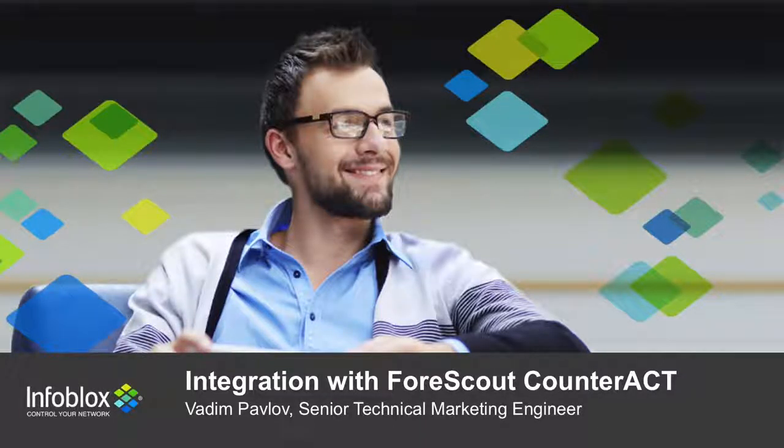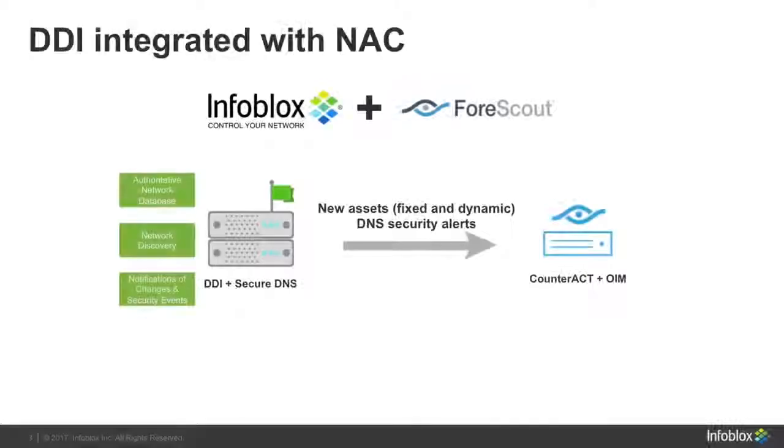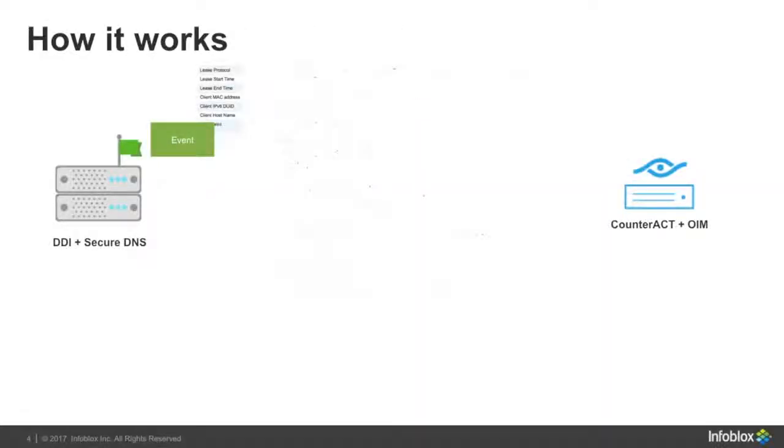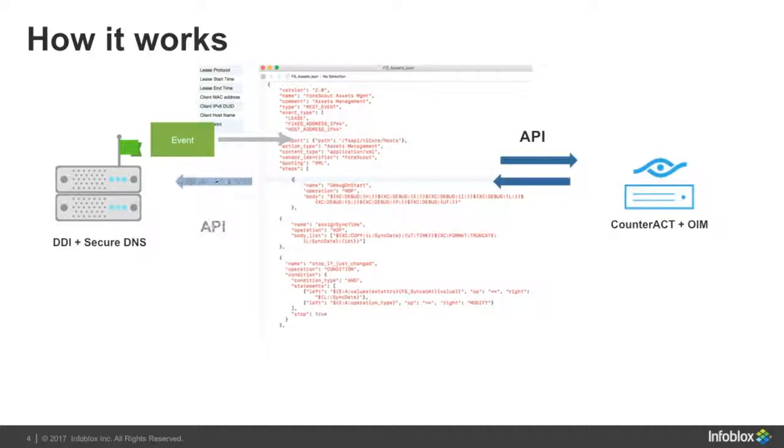I'm Senior Technical Marketing Engineer at Infoblox, and today we will speak about integration with ForeScout. The integration uses outbound API feature on Infoblox site and open integration module on ForeScout site. An IPAM event or DNS security event triggers a template execution. Template is just a simple JSON file which makes API calls to ForeScout and back to IPAM.